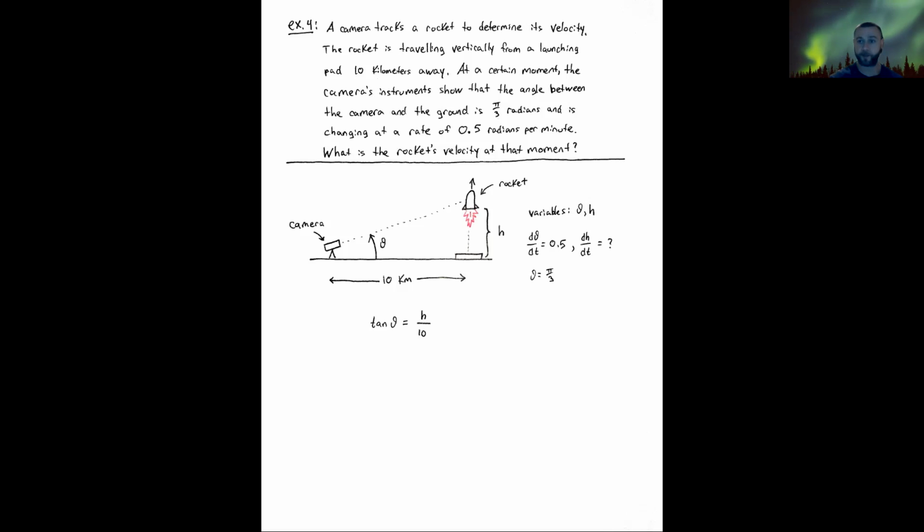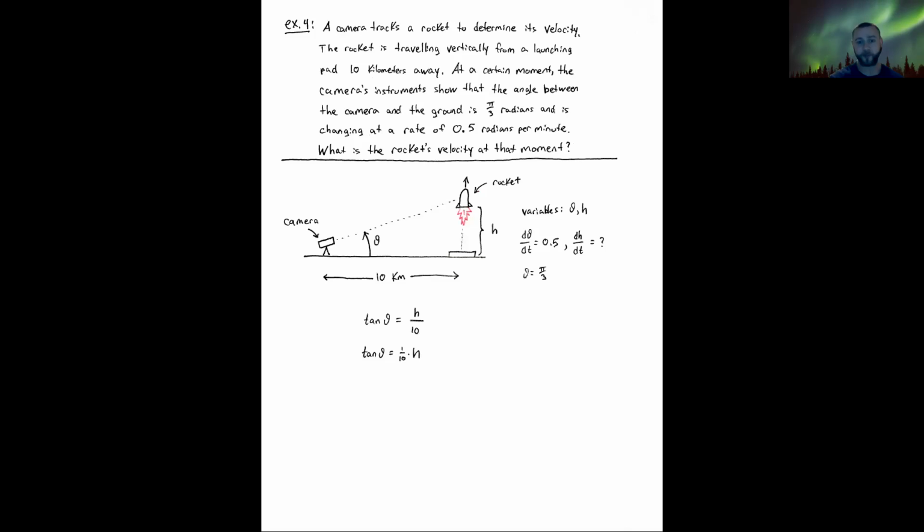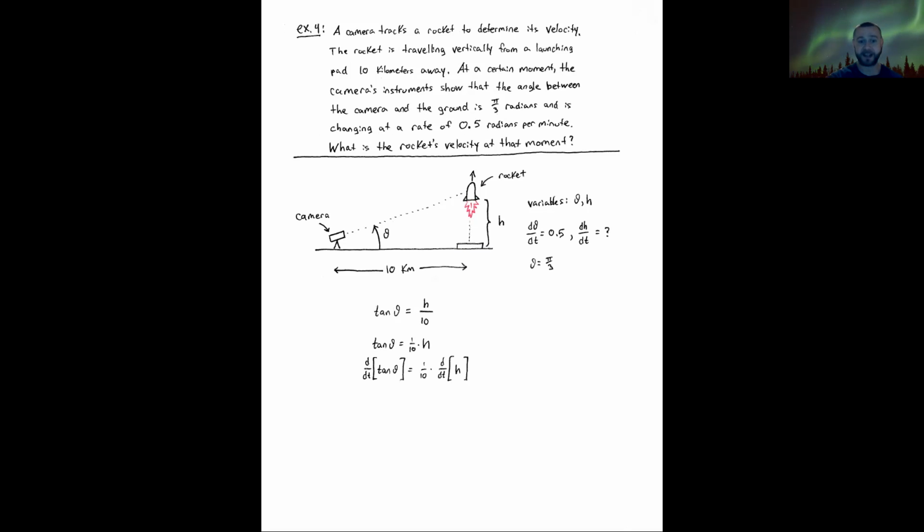All right, from here, we're going to apply implicit differentiation. Notice leaving it as h over 10, you might be tempted to use the quotient rule. We're going to avoid that and think of dividing by 10 as multiplying by 1/10. This will be a little bit easier since we're now multiplying by a constant 1/10. If we differentiate both sides with respect to t, the right side is considerably simpler.